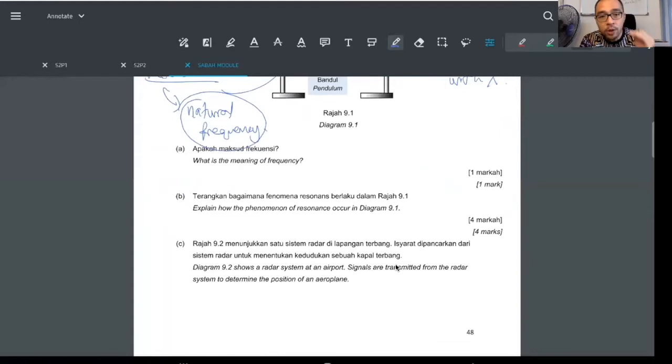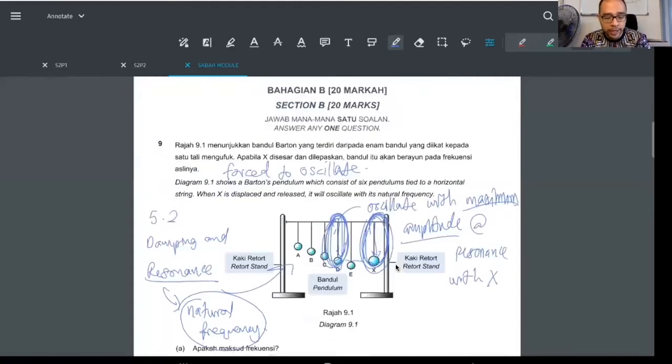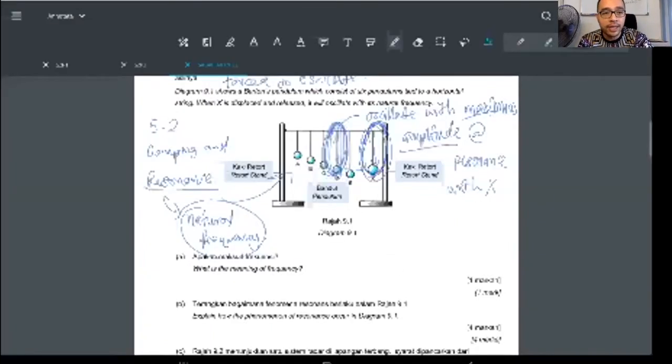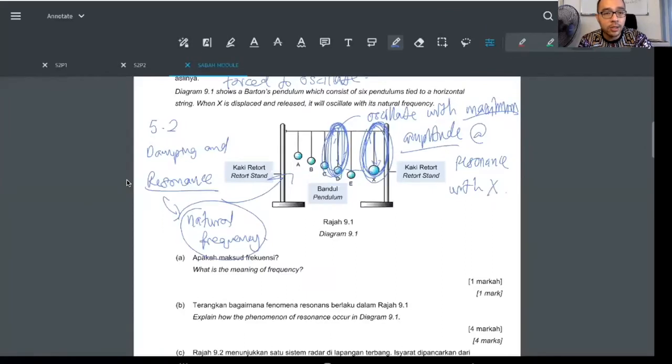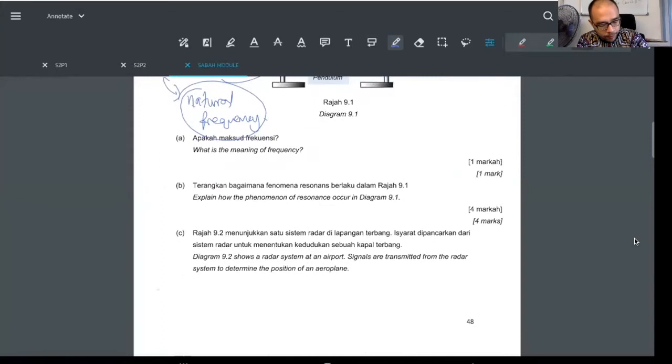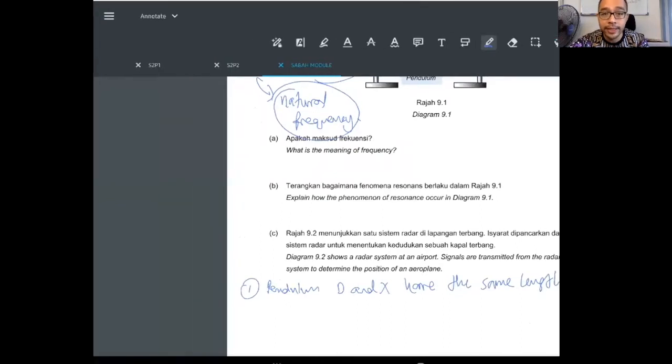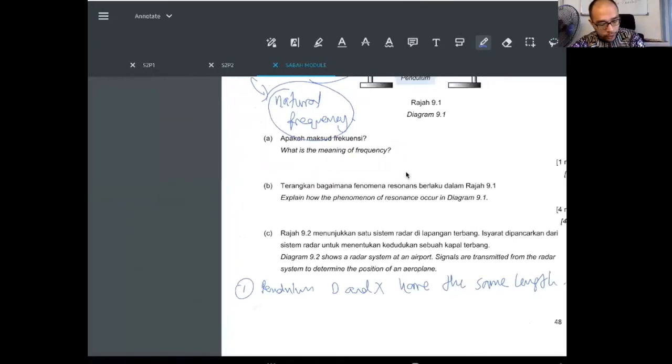Explain how the phenomenon of resonance occurs. What I mentioned just now, all in blue, is the very long grandmother story. But basically, if you want this one, hold on, let me see if I can find a nicer answer. So your first point will be this: pendulum D and X have the same length. This is the single most important thing. You need to mention the one that has the same length first. Second point.